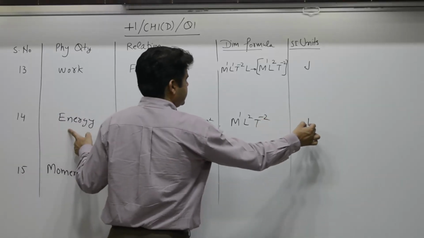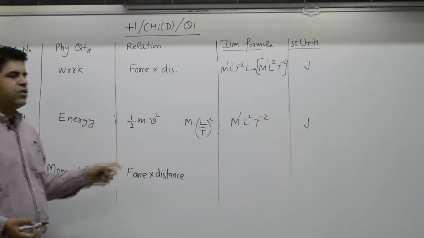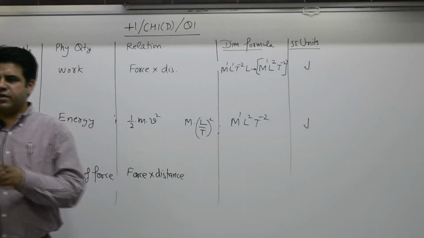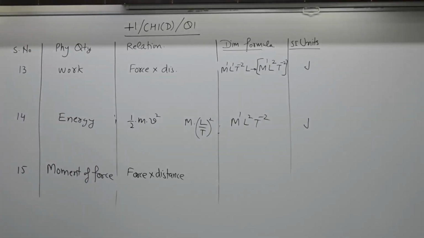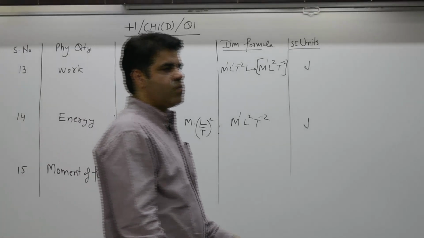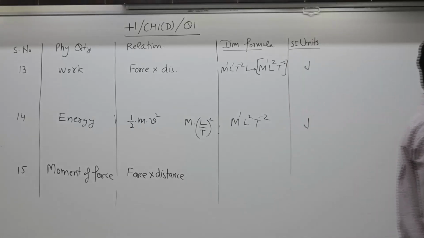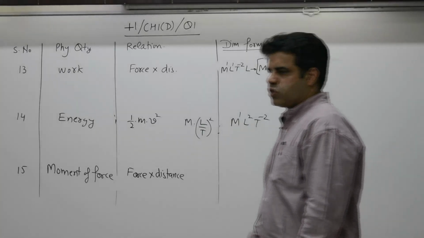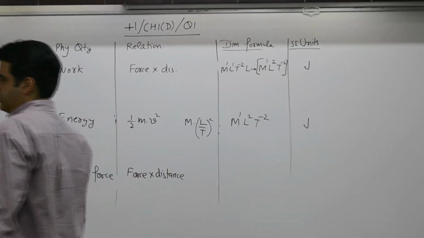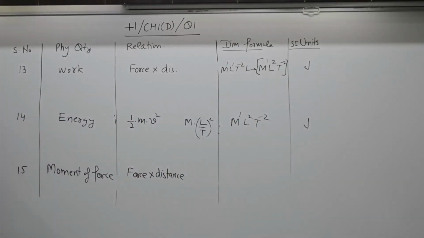Unit is again joule. Question is, why not to take into account 1 by 2? Anyone? Why not 1 by 2? Refer to theory question number 1 so that you know the reason. Notes, theory question number 1, same chapter, 1D question number 1.